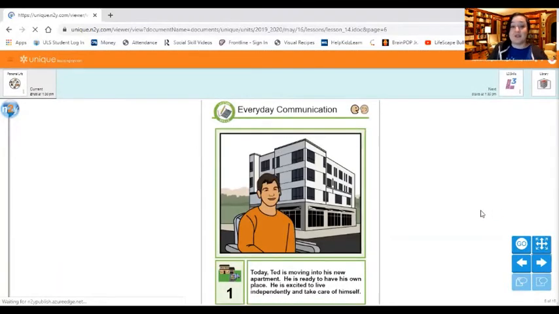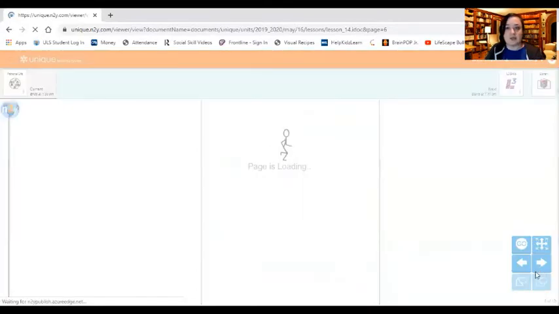So now that we've read about starting a conversation, we are going to read a story about Ted and identify if Ted is using good communication skills. Today, Ted is moving into his new apartment. He is ready to have his own place. He is excited to live independently and take care of himself. So Ted is not communicating so far. We're just learning about Ted. There's his apartment building. Ted is very happy and excited to have his own place and to be independent and take care of himself.